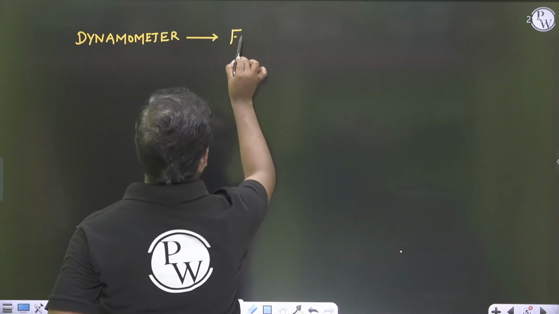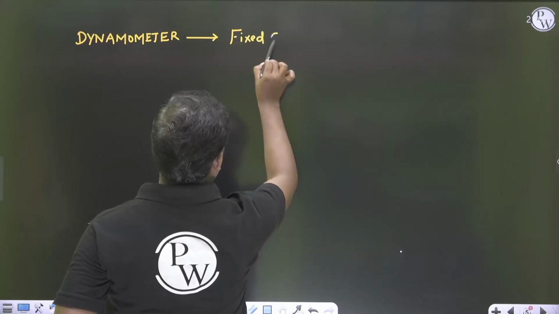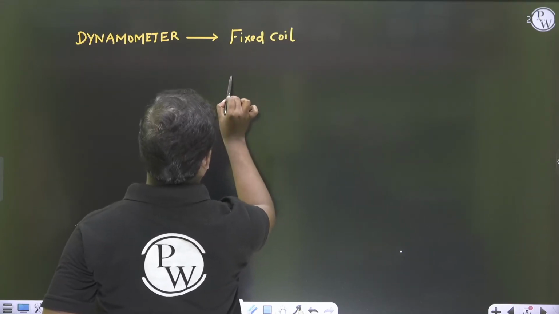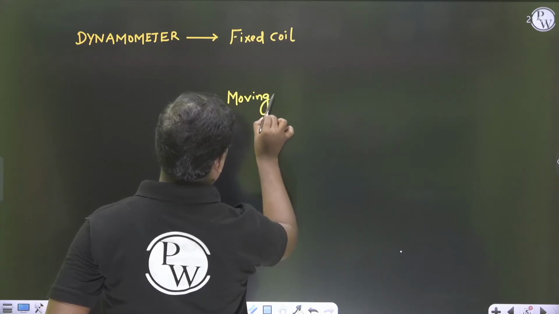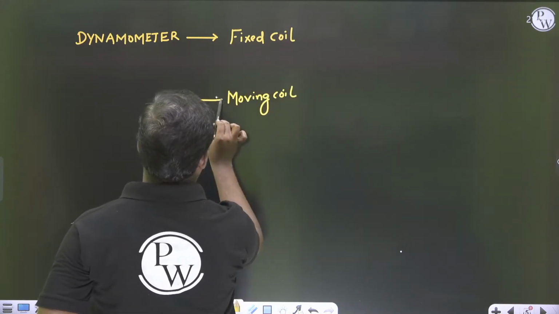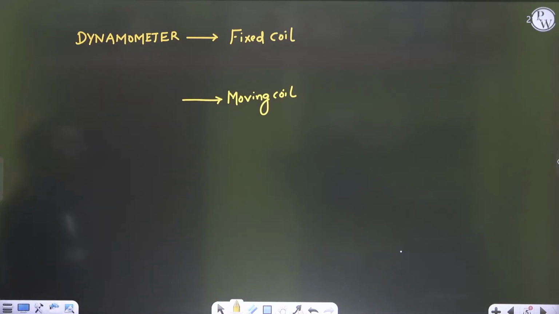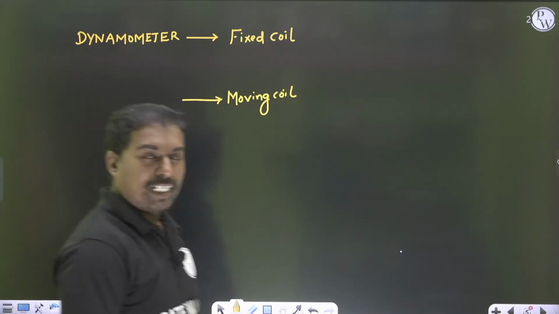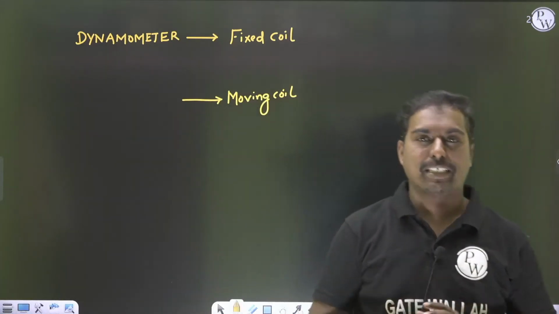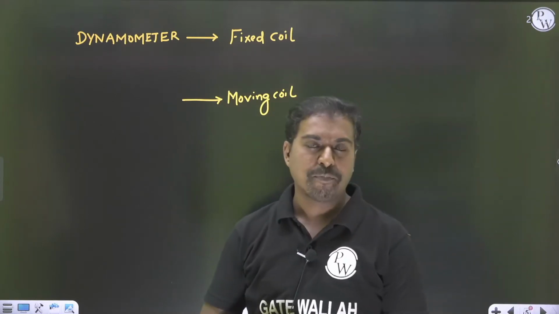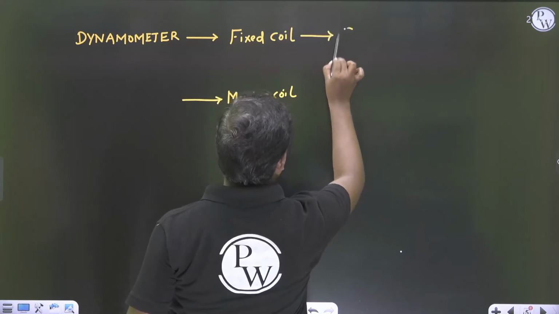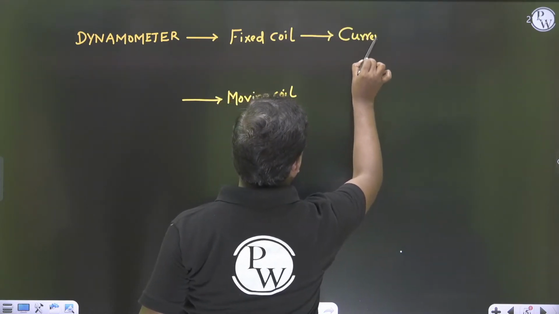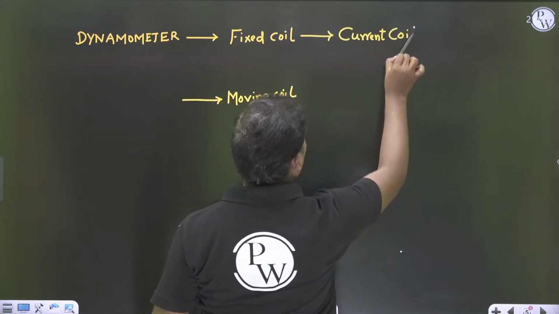The dynamometer majorly contains a fixed coil and a moving coil. That's why we call it an electromagnet. When the current travels into the coil, it will act like a magnet. This fixed coil is also called the current coil, in short CC.